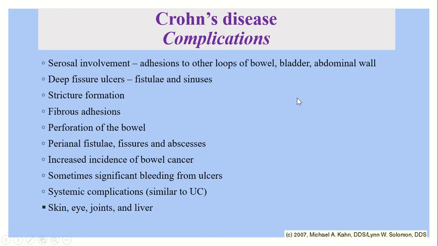The complications of Crohn disease: serosal involvement, adhesions to other loops of bowel, bladder, abdominal wall, deep fissure ulcers, fistulas and sinuses, the formation of strictures, fibrous adhesions, perforation of the bowel, perianal fistula, fissures and abscesses, increased incidence of bowel cancer, sometimes significant bleeding from ulcers, and systemic complications similar to ulcerative colitis, which involve the skin, eye, joints, and liver. So we finished our lectures. Thank you very much.